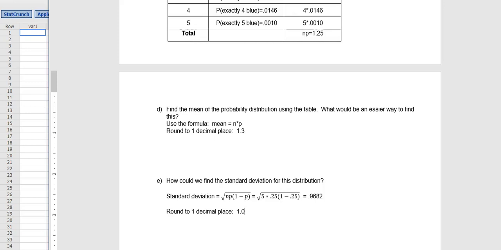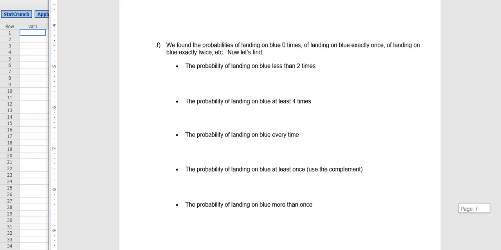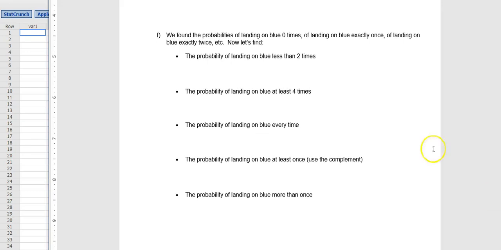Read the directions carefully because it will tell you how many decimal places it wants you to round to. There might be some problems where they don't necessarily follow this rule of thumb, so just pay attention to the directions for those.